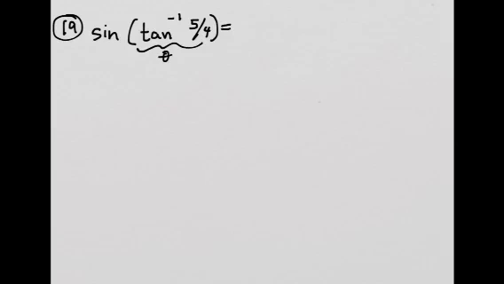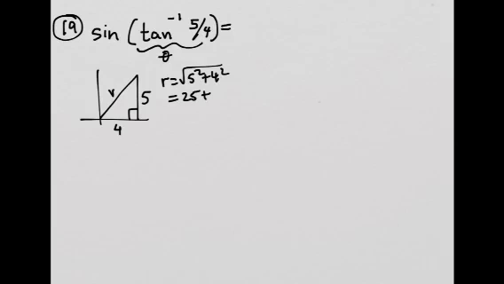Tangent inverse of 5/4 would be here. So remember, tangent is y over x. So 5 and 4 goes here. To get the r value, r is the square root of 5 squared plus 4 squared. So that's 25 plus 16, which gives you square root of 41. It's a prime number, so nothing comes out. It stays as square root of 41.